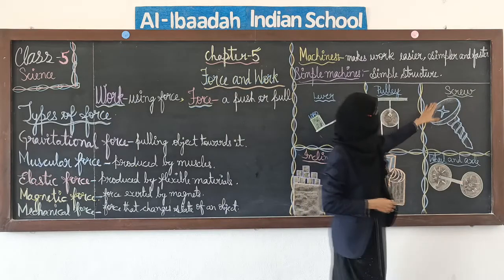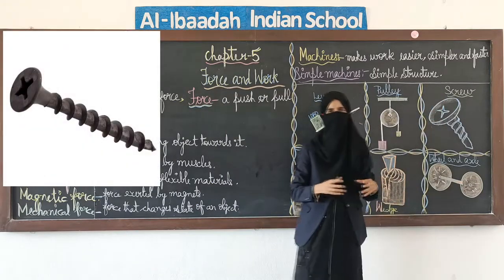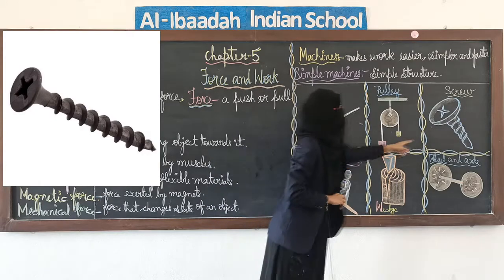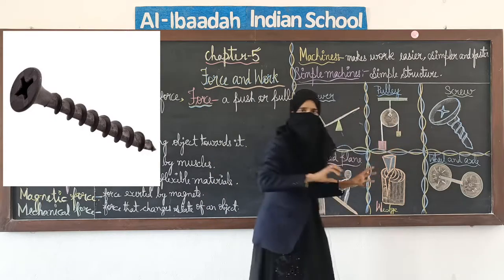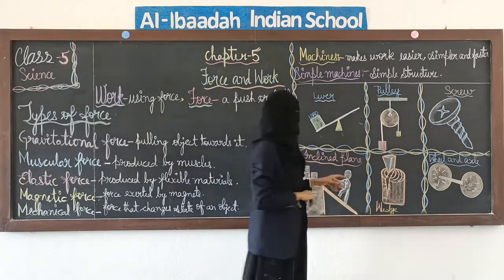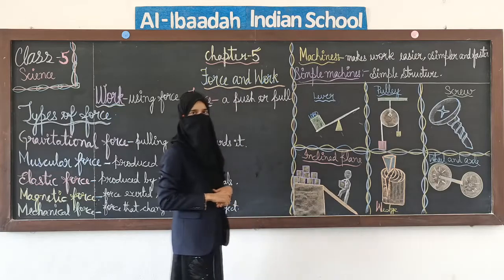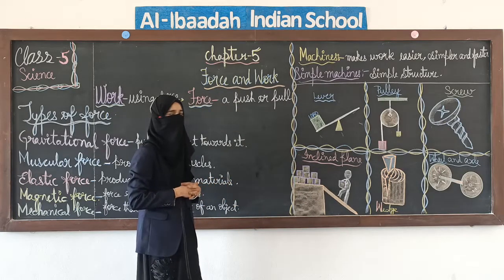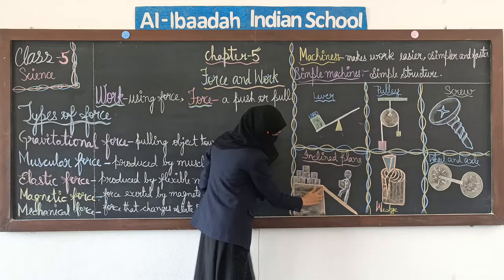And next is screw. Screw is very simple, as you all have seen. Screw is kind of an inclined plane only. It moves upward. It makes our life easy. And next is inclined plane. Do you know what an inclined plane is? An inclined plane is nothing but a slope.